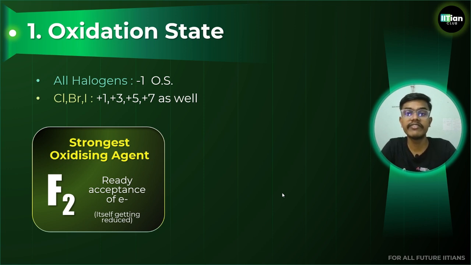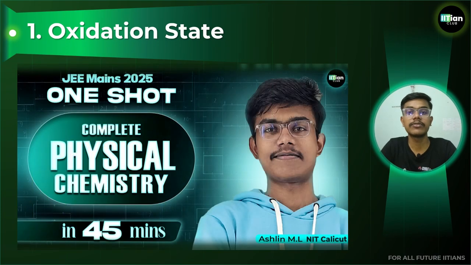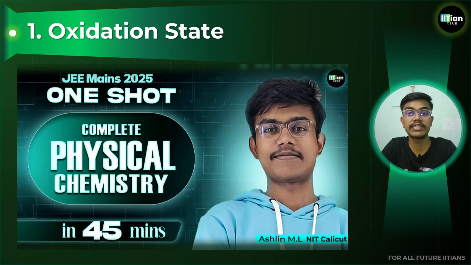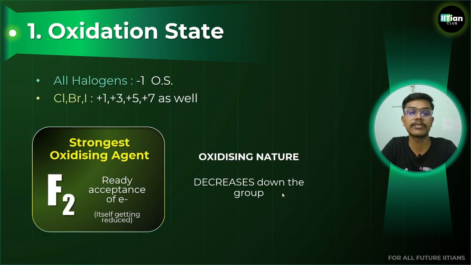As you remember, in the previous video of Physical Chemistry One Shot, I told you the trick OIL RIG. Oxidation is loss of electrons and reduction is gain of electrons. Here, it has the capacity to accept the electron. So, it is gain of electrons and it is reduction. Itself, it is getting reduced and hence it acts as a good oxidizing agent. And if you haven't checked out that video of Physical Chemistry One Shot, please do check that out. Next, we have the oxidizing nature. This decreases down the group.